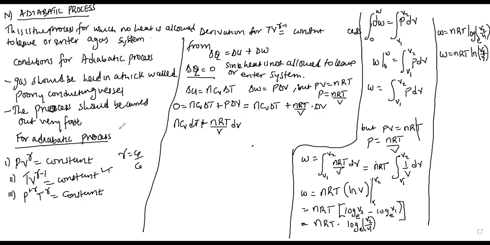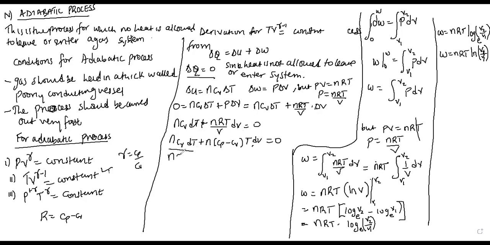But remember, R is given by what? R is given by Cp minus Cv. You have to recall that, so we shall have this equal to 0. So we shall have n Cv dT plus n(Cp minus Cv) T over V dV is equal to 0. I can divide everything by n Cv T, and if I do so, this is what is going to happen.